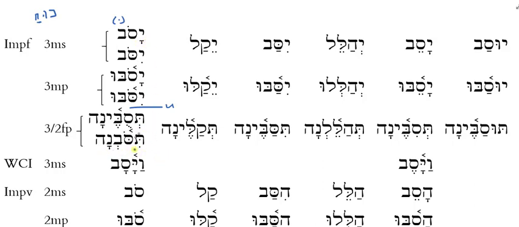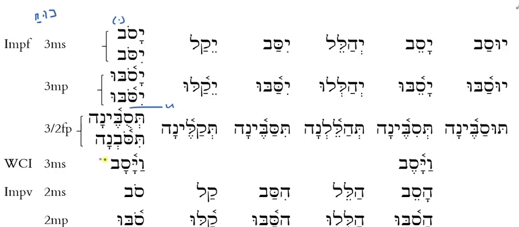Okay, and then if I have the second alternate pattern here, where I'm closing the syllable with a dagesh forte in root 1, this form will not do the helping vowel. It will just do this, tisovna, tisovna. And so this is very similar to our regular strong verb. Okay, so tisovna. The WCI form, vayasov.